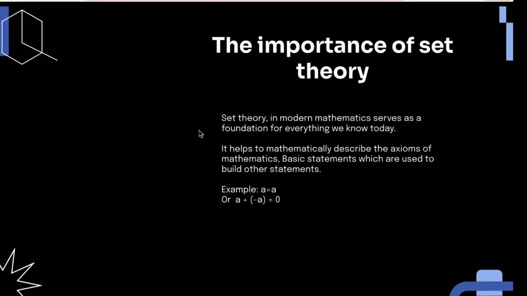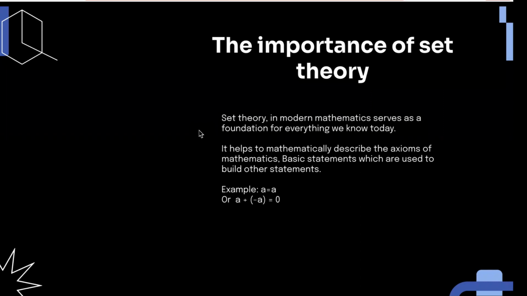Set theory today serves as the foundation for practically everything we know. You've heard of axioms, right? Axioms are statements which are fundamentally true, and we use these statements to form other statements and use those statements to prove important things. For example, the proof that the square root of n, for which n is not a square number, is irrational. That proof is based off the axioms.